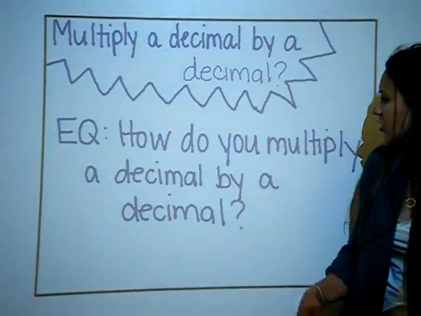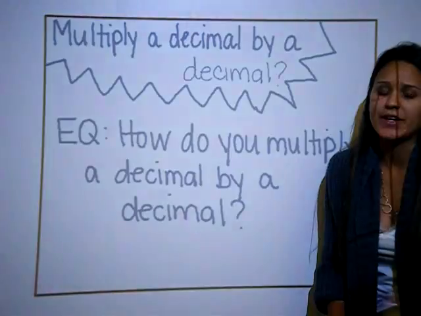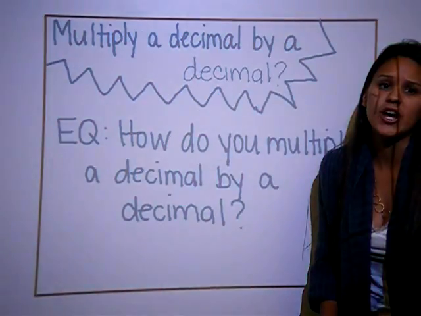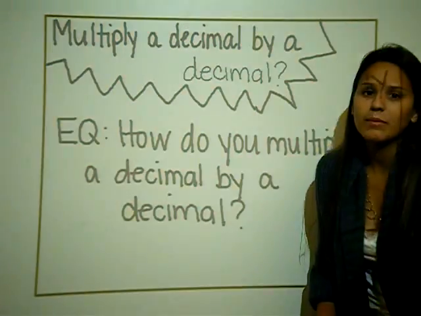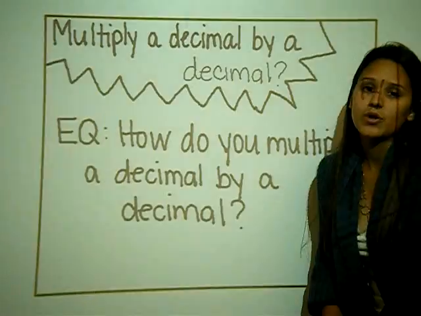Go ahead and get the EQ written in your notebook today. How do you multiply a decimal by a decimal? That's our essential question. It's what we need to figure out, and the steps and processes that we need to know in order to do that. So go ahead and pause the video and get this written inside the left-hand column of your two-column notes.